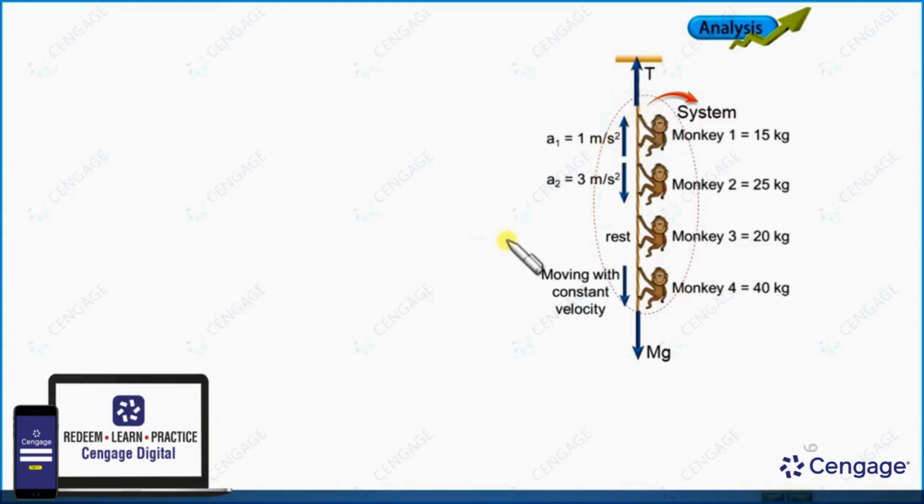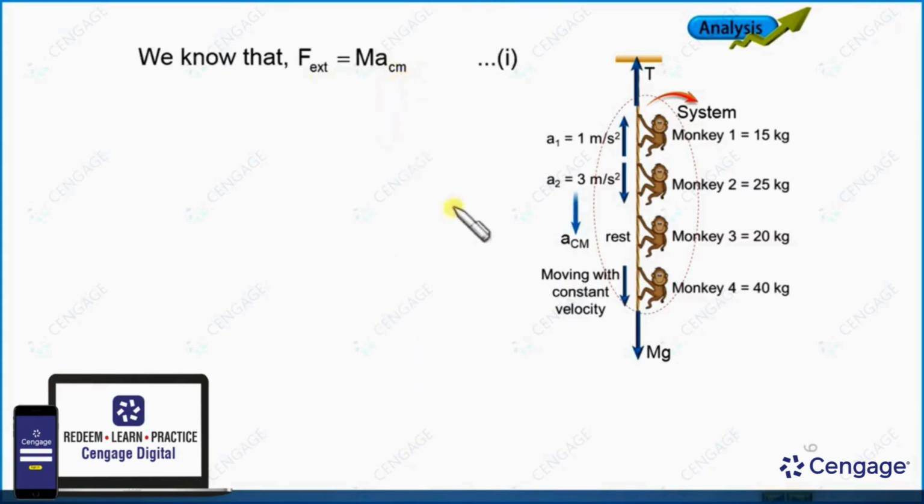Now we know Newton's second law is applicable for a system of particles. So here we can write F external equal to capital M multiplied by ACM. Let us consider ACM is in the downward direction. So let us write the equation, the second law for the center of mass. Now let us find the ACM value.